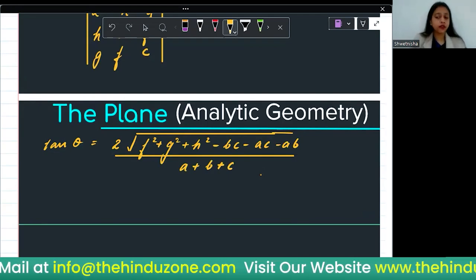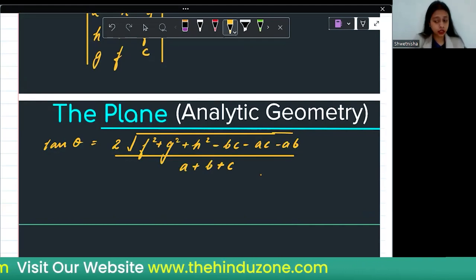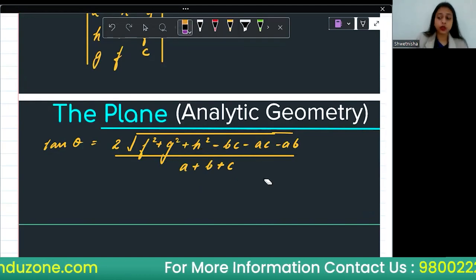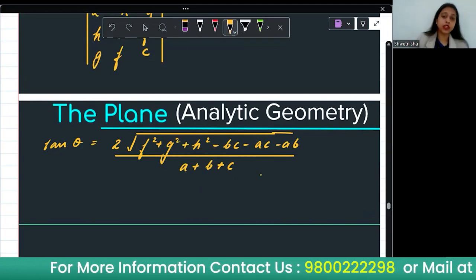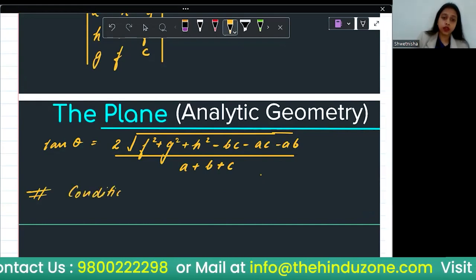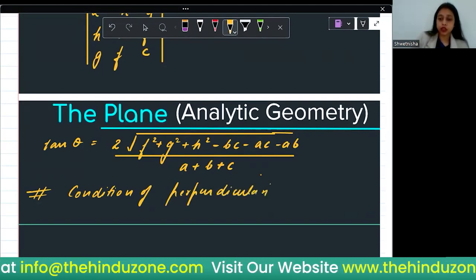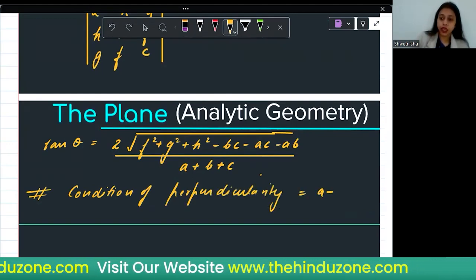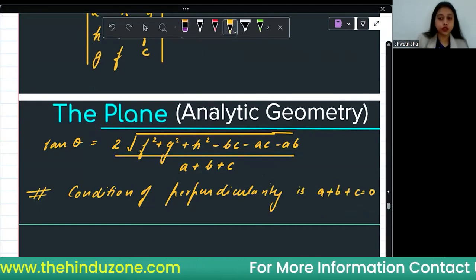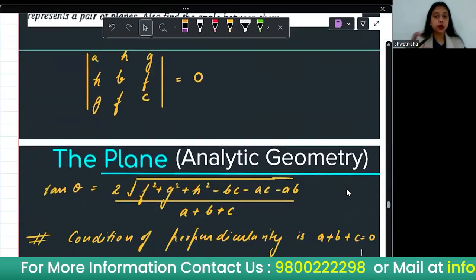Obviously, we'll have a condition of perpendicularity if theta is pi by 2. So theta pi by 2 means tan theta, tan pi by 2, is infinity. So for infinity, this denominator has to be 0. That means the condition of perpendicularity would be A plus B plus C is equal to 0. So do remember one condition and one form.